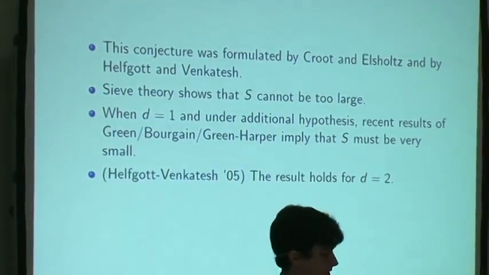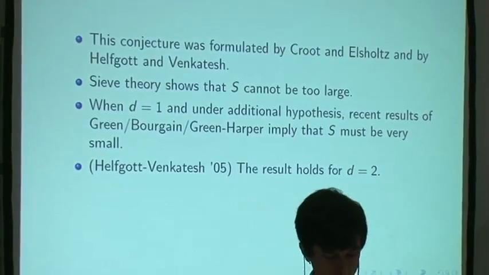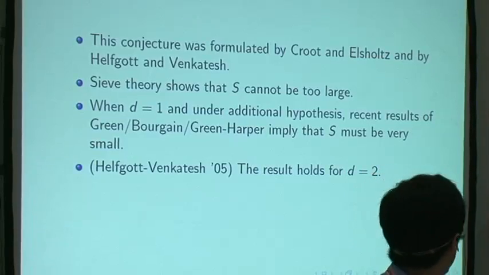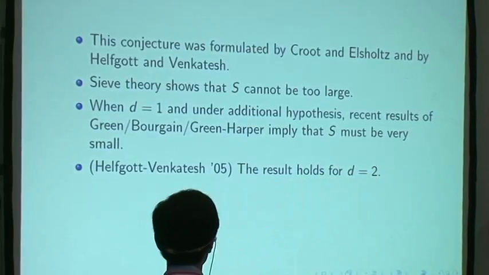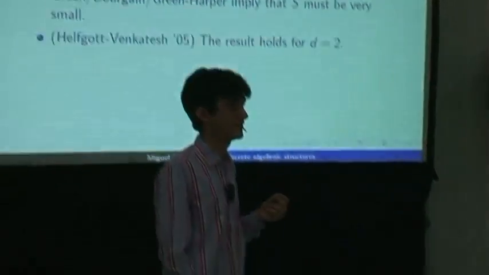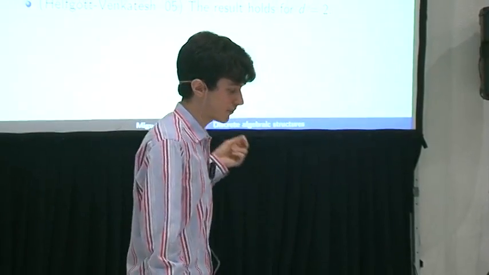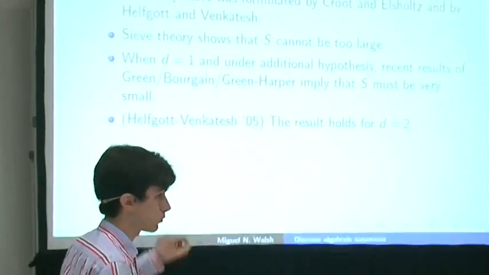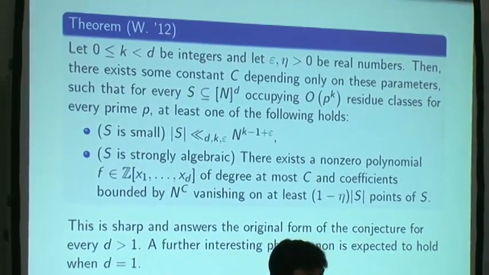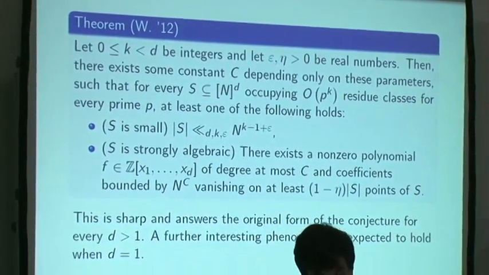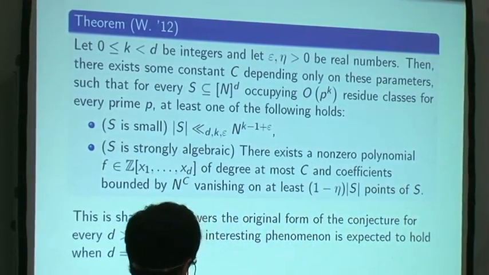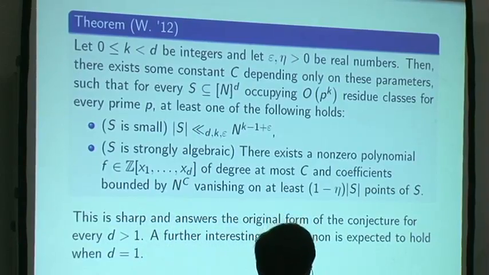But the first place where this beautiful dichotomy was exhibited, where you actually show that either it is small or in fact you have a polynomial, you have algebraic structure, is this result by Helfgott and Venkatesh in 2005, where they show that this dichotomy holds when D equals 2. So now I will give you the general result, which in the case D equals 2 is this result. Now don't be scared by this statement, whose only problem is that these are quantitative results, so you have to specify the quantities that you are bounding.